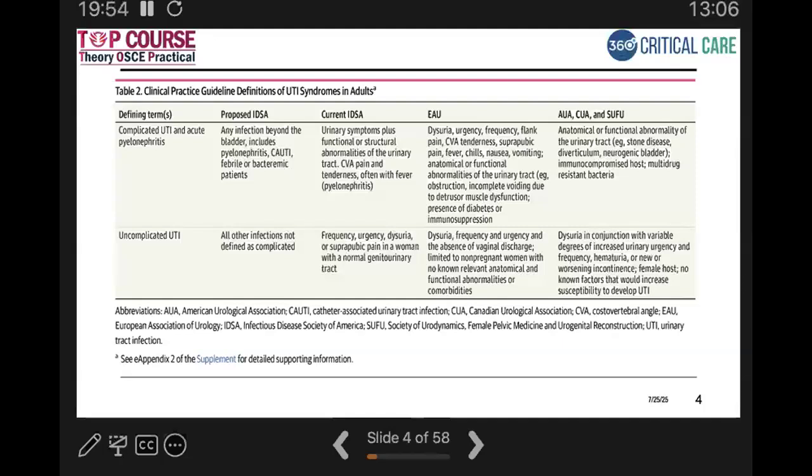Okay. So uncomplicated UTI is anything which is restricted to the bladder. Complicated UTI is anything that is above the bladder. That's all. The definition has become very simple.